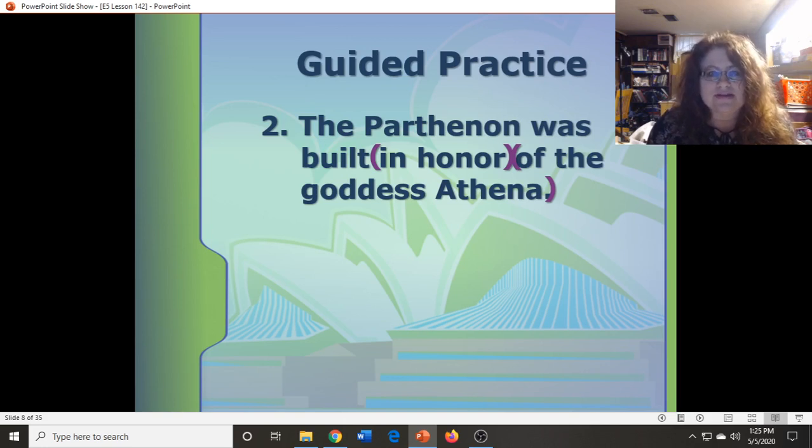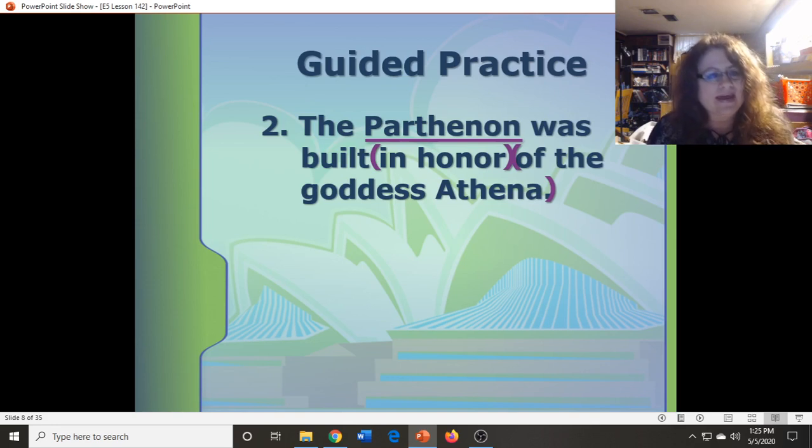First, we're looking for the subject, who or what the sentence is about. This sentence is about Parthenon. Now we're looking for the verb. And I want to remind you that sometimes the verb is more than one word. When it is, it's called a verb phrase. It has the main verb and any helping verbs.